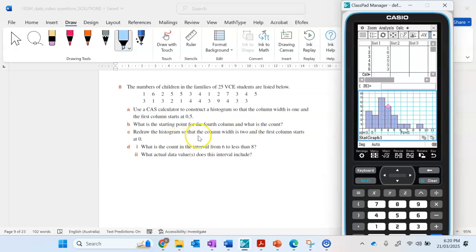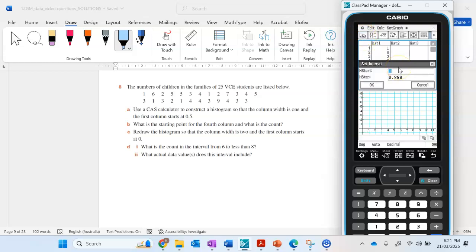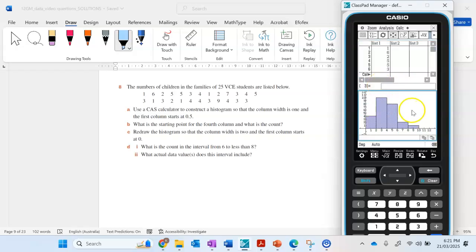Redraw the histogram so that the column width is 2 and the first column starts at 0. So we can just go back to our table, go back to here, and we can start it at 0, and we want a column width of 2. So we can see we've got fewer bars this time. What is the count in the interval from 6 to less than 8? So we go analysis, trace, we want to go up. So I want to go until I see 6 here. So go across and gone too far. There it is, 6. So the count is 2.